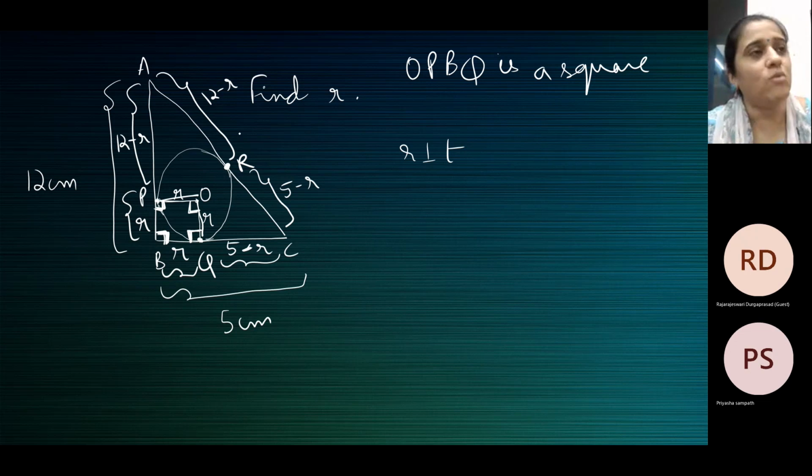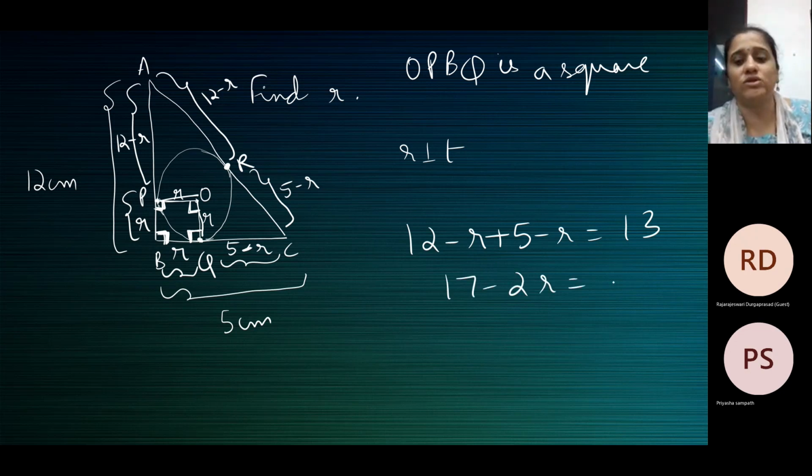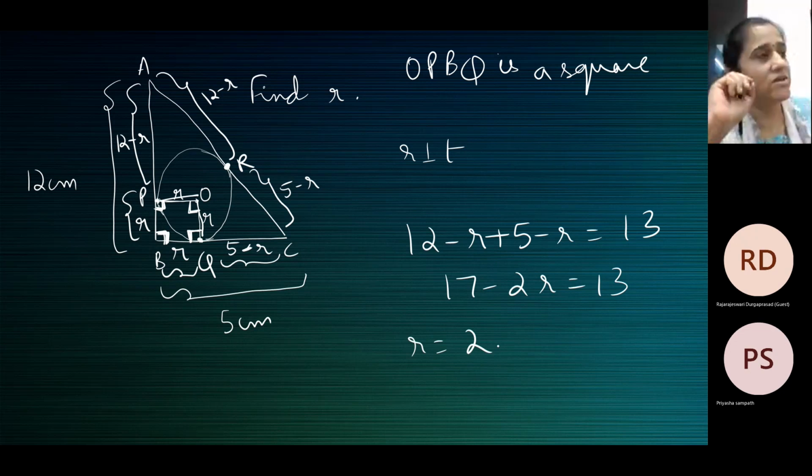Now, what is the length of the hypotenuse? By Pythagoras theorem, the length of the hypotenuse is 13. So 12 minus R plus 5 minus R is equal to 13. So 17 minus 2R is equal to 13. So 2R is equal to 4. R is equal to 2. So the radius of the incircle, or the inradius, is 2 centimeters.